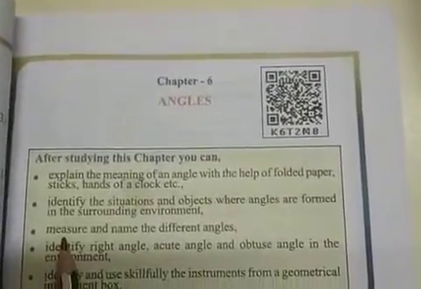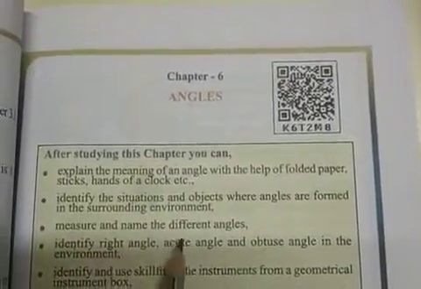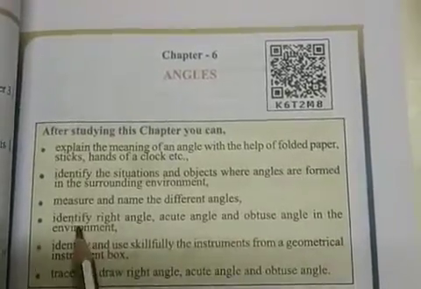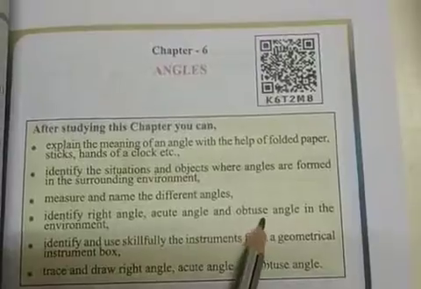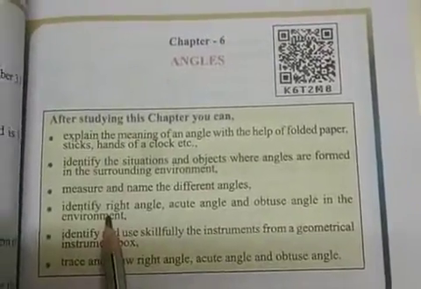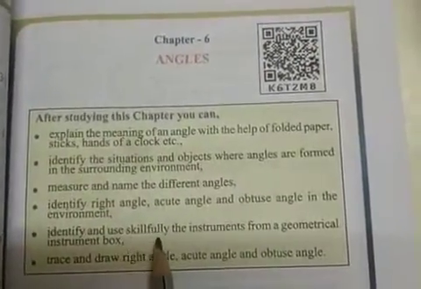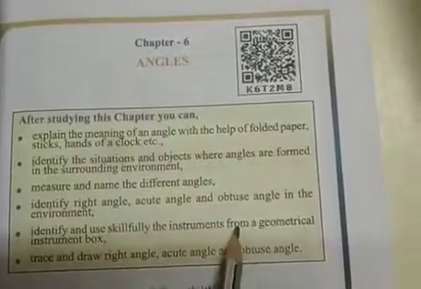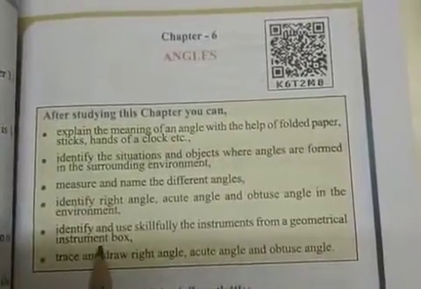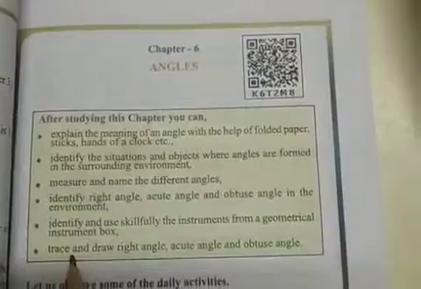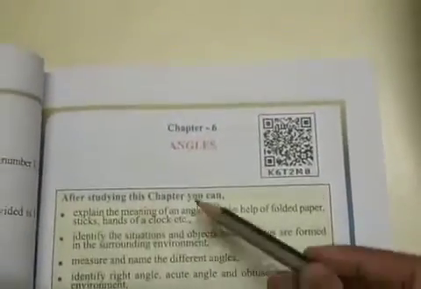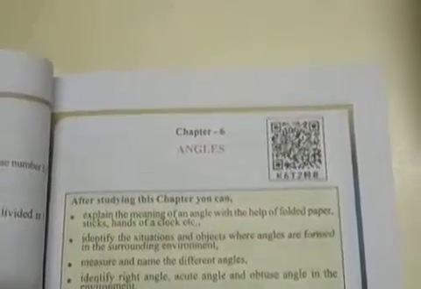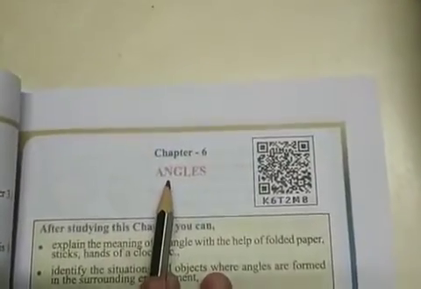The next subtopic that we are going to see is to measure and name the different angles. Then identify right angles, acute angles, and obtuse angles in the environment, and identify and use skillfully the instruments from a geometrical instrument box. Then trace and draw a right angle, acute angle and obtuse angle. So these are the different things that we are going to see in this topic.